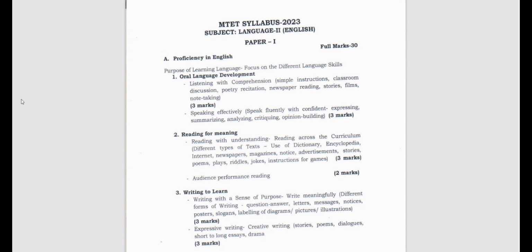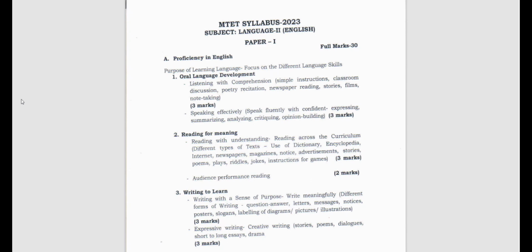So language 2 of English is a compulsory subject, which means whether you choose any of the optional languages, be it Khasi, Garo, Hindi, Bengali, Assamese, you will definitely have to write this English paper as well. This is for paper 1, that is for the LP section, the lower primary section. So those candidates or MTET aspirants who want to be teachers of the primary section, this is for you. So language 2 English.